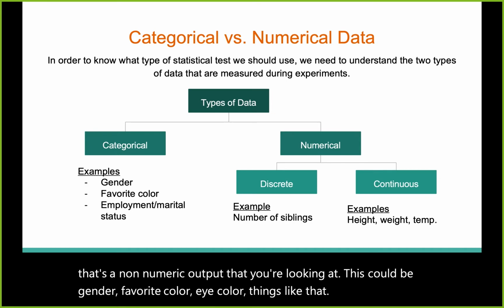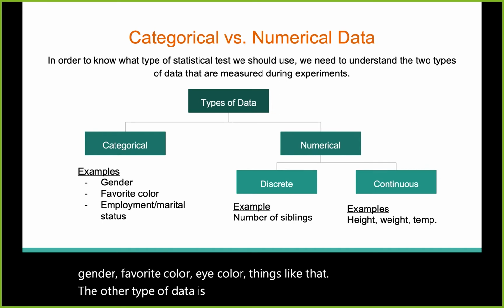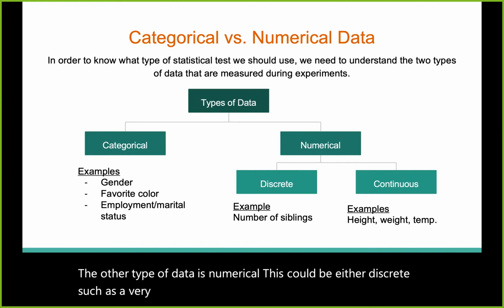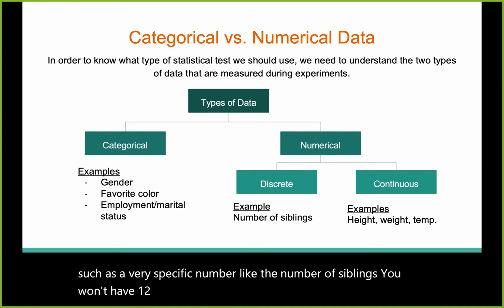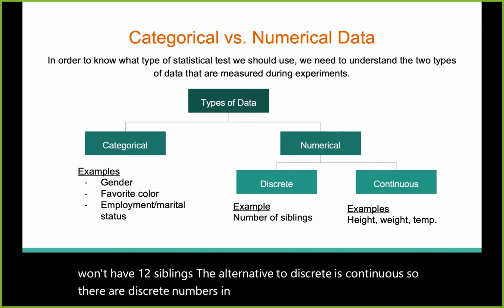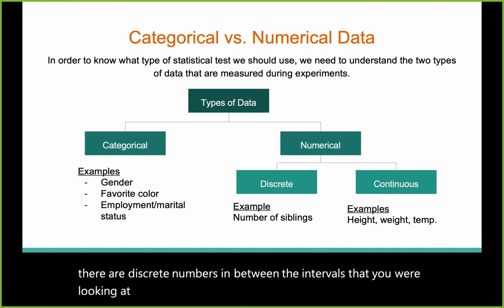The other type of data is numerical. This could be either discrete, such as a very specific number, like the number of siblings. You won't have 1.2 siblings. The alternative to discrete is continuous. So there are values in between the intervals that you're looking at. So for height, you could be 5.2, 5.3, and such on.